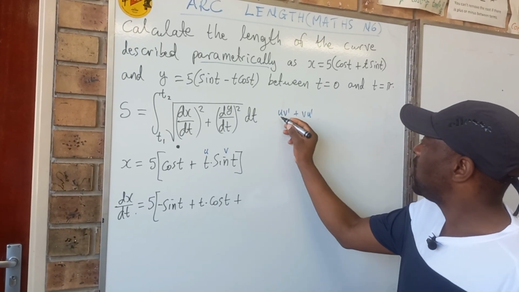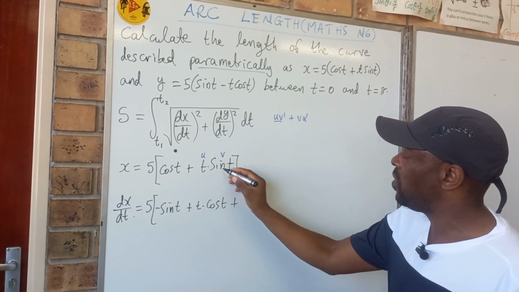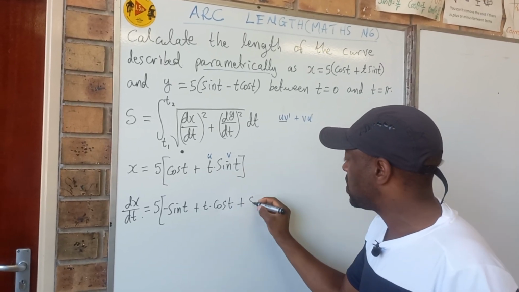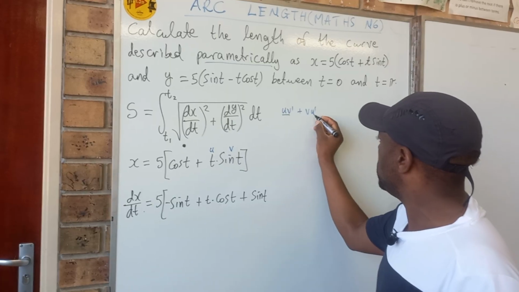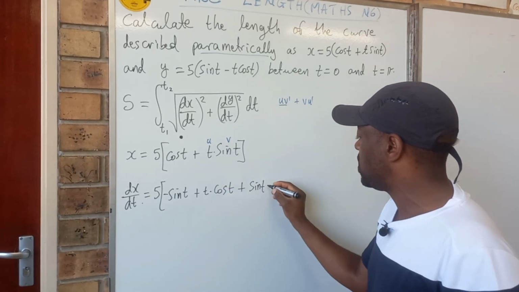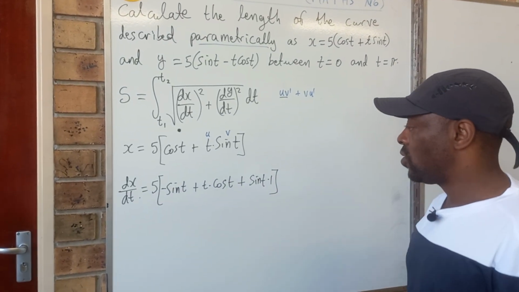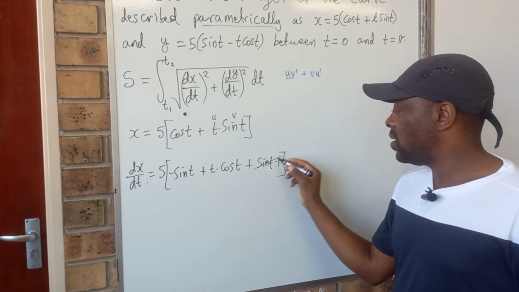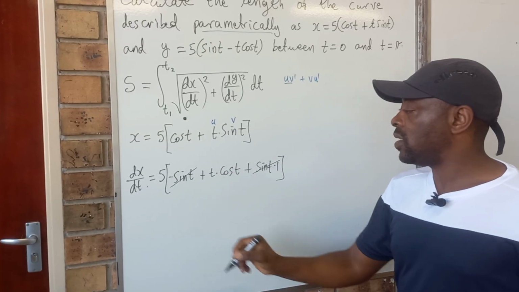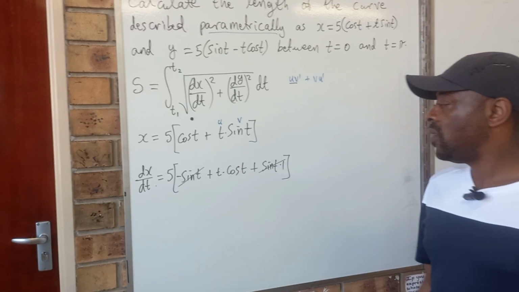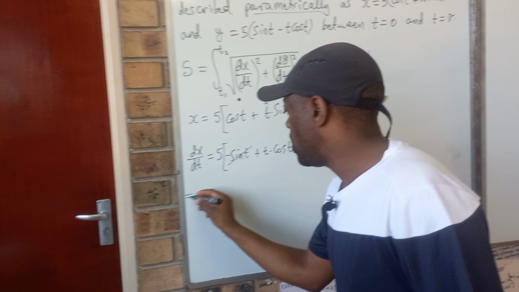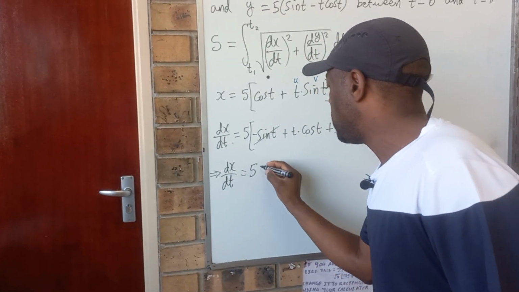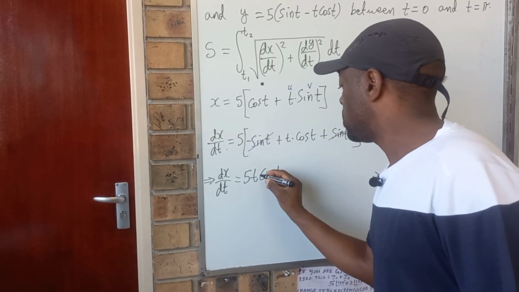I'm done with u v prime. If I now go to v, my v is sin t. Then if I differentiate u, it means I'm differentiating t. It gives me 1. Looking at that very well inside your bracket, you see that sin t will take care of negative sin t, and you are left with 5t cos t. So our dx over dt is simply 5t cos t.